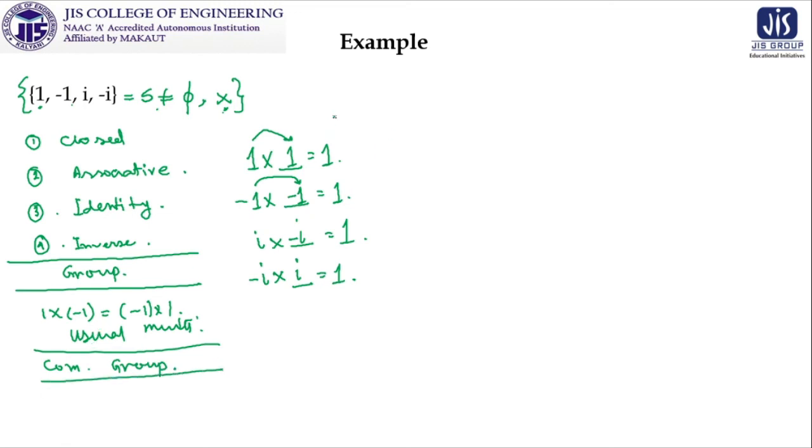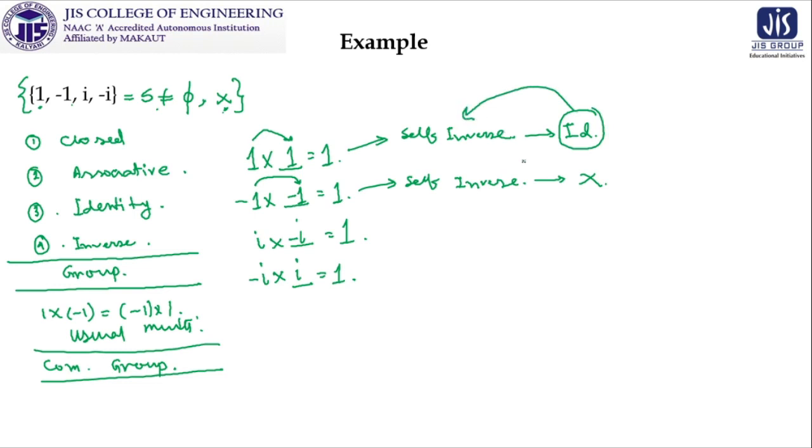Now one observation. 1 is self-inverse. Minus 1 is also self-inverse, but 1 is the identity, minus 1 is not. So my question to you is that if it is identity, it will be self-inverse, but if it is self-inverse, it is not guaranteed to be the identity. Try to prove it.